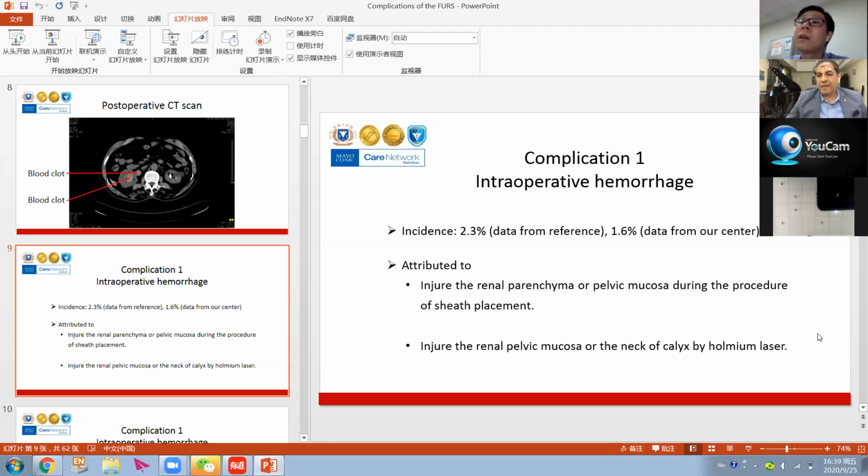Can I repeat again? Can you slowly again? Okay, so the question is, what is the role or the importance of doing retrograde intrarenal pyelography to help identify the anatomy of the kidney before starting the flexible ureteroscopy?